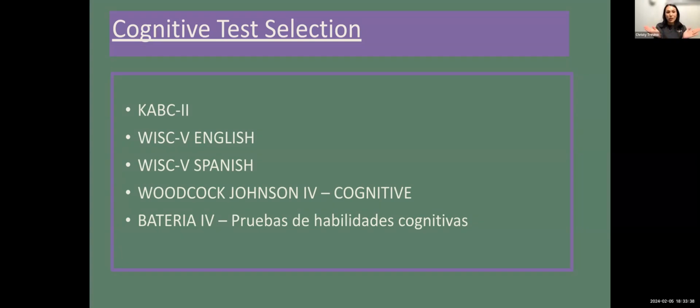I have enjoyed working with the WISC in English and in Spanish, because it's new, and we have iPads. Well, I say that it's new. It's not new, but it's new to us because we have it on the iPads. And the test selection also is you have the cognitive, the Woodcock-Muñoz, which is the Batería, and then you also have the English version.